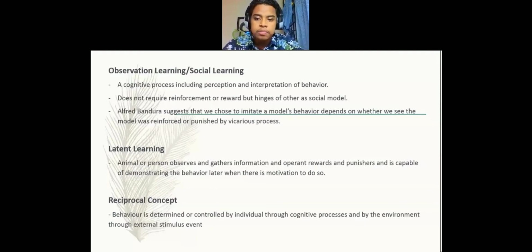And next we have the reciprocal concept. The reciprocal concept is that behavior is determined or controlled by individuals, and, for example, by the environment through external stimulus events. So far, I hope you all understand.